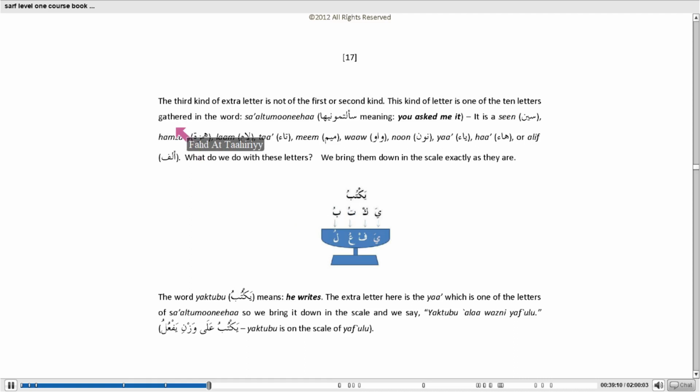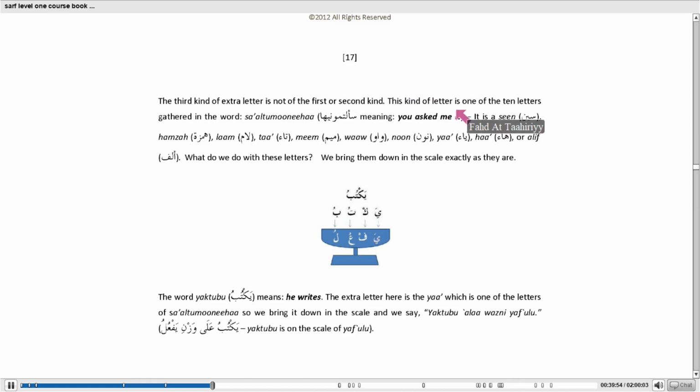So the third kind of extra letter is an extra letter which is not one of the two previously mentioned. What are the two previously mentioned? It is not an extra letter which is original in the word. Neither is it an extra letter due to doubling a letter. Okay? It's neither of the two.